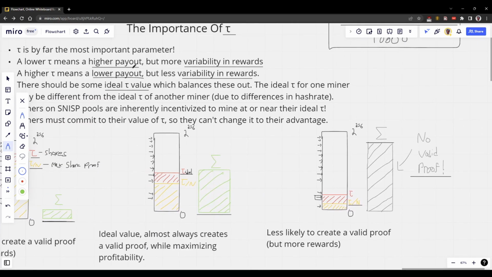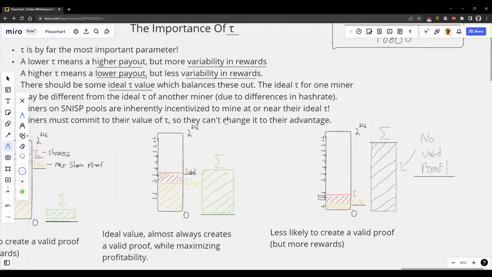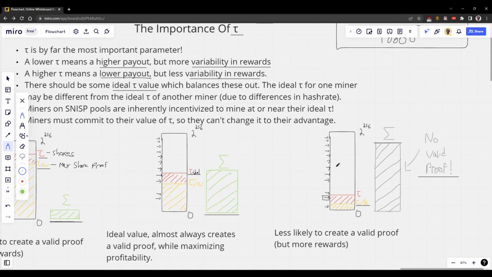And this sort of balancing out between payouts and variability in rewards makes all miners in the pool tend towards their ideal TAW value, and essentially tend towards being honest, because by being honest, they're more likely to prove that their share set is good, while also maximizing their profitability.